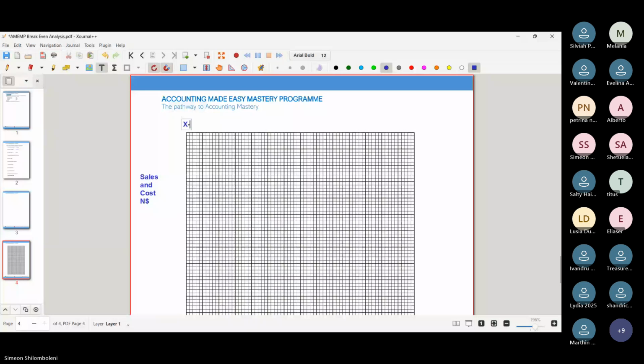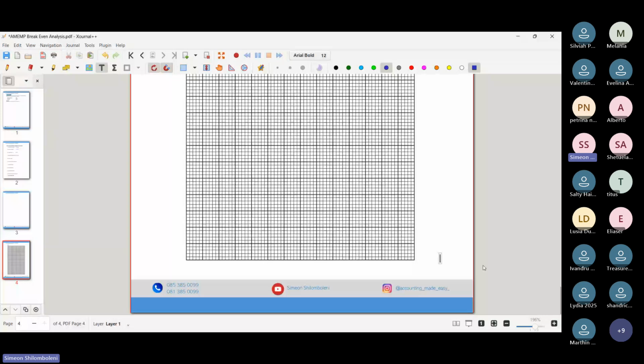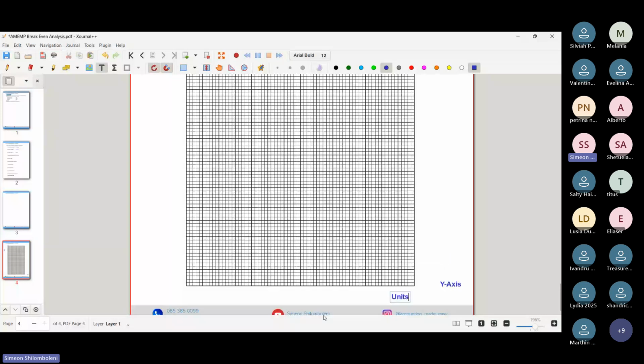Because remember, we need to identify the suitable scale. X-axis, you put in the sales and the cost in dollars. And the Y-axis, which is here, we are going to put output. Sometimes it will be output, sometimes it will be regarded as level of, or let's just say units. Let's call it units, because output is more of what is produced, but units also includes what is sold.